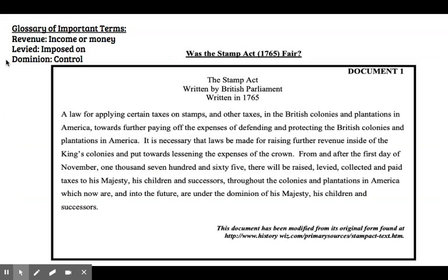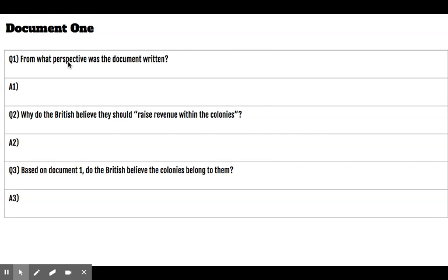There's going to be in most of these a little section where I've defined some terms that might be a little confusing to you. The terms here are revenue, that's income or money, levied, which means imposed on, and dominion, which means control. So there's that first one, the questions.